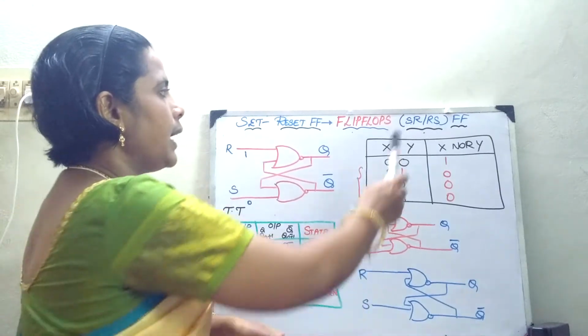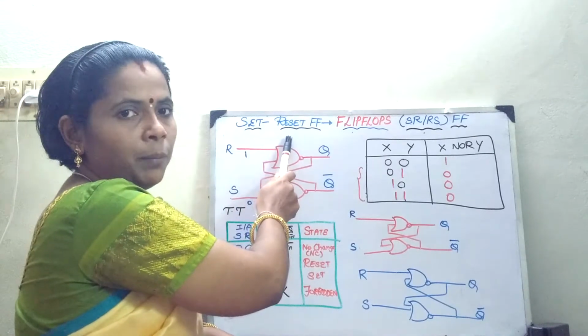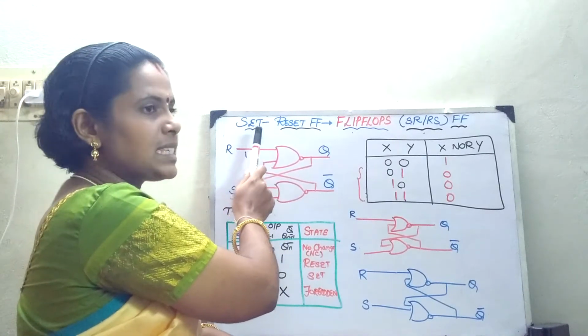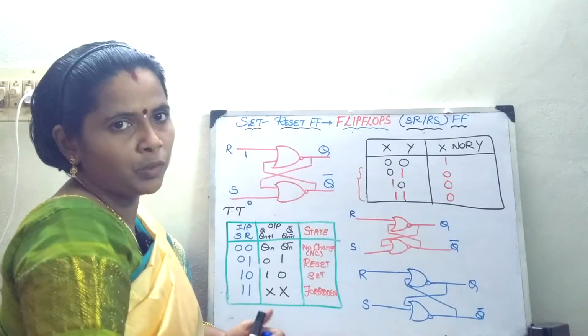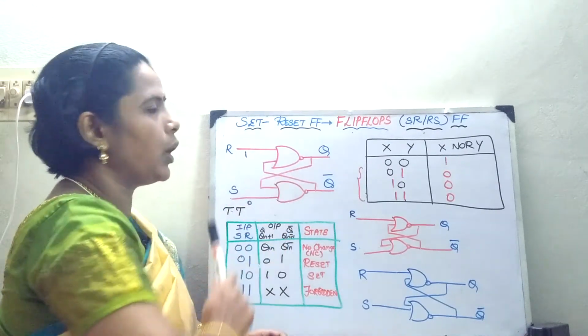Either it is said as RS or SR. Why is it called an SR flip-flop? It is because it is called a set reset flip-flop. So this we are going to analyze using a cross coupled NOR gate.